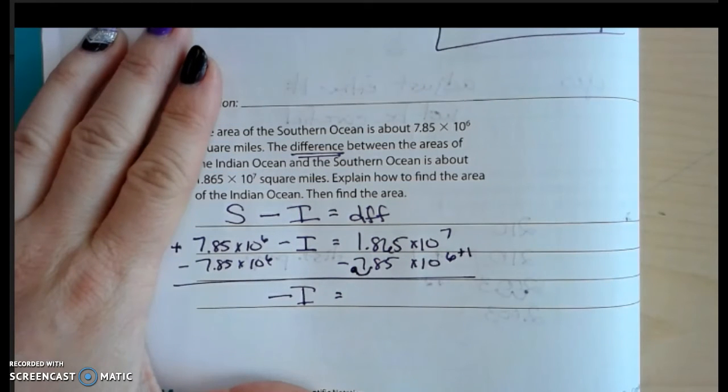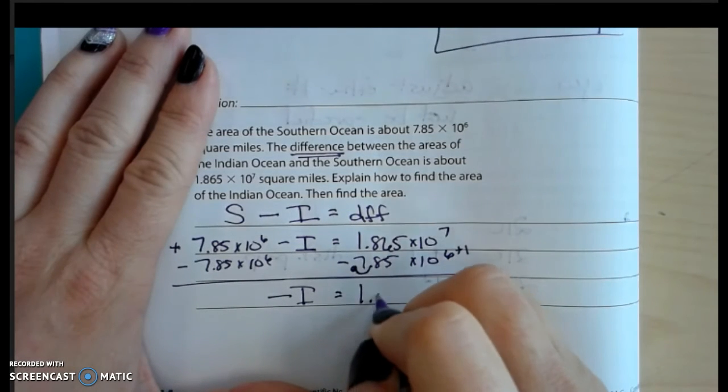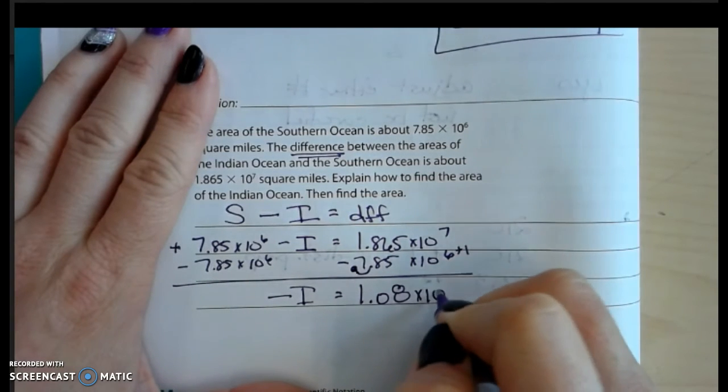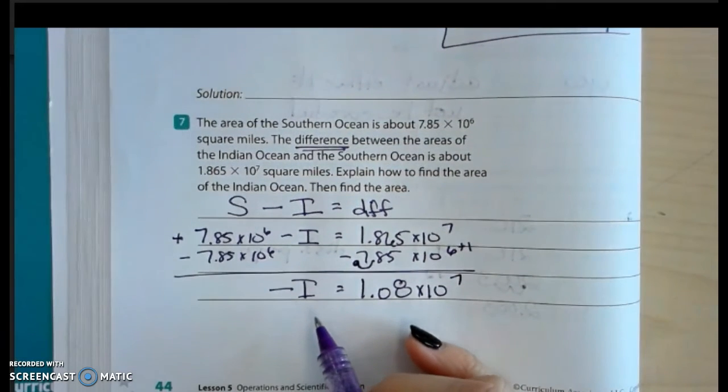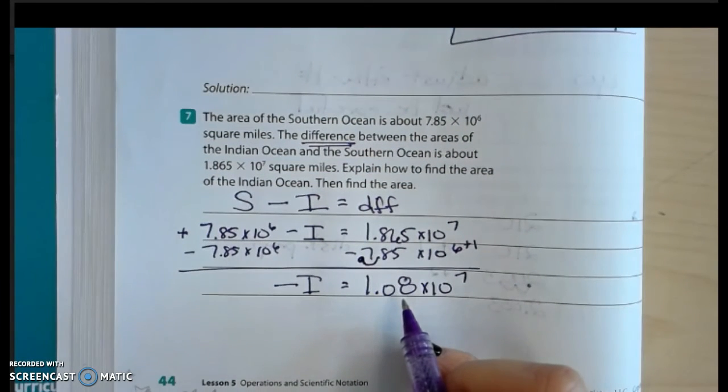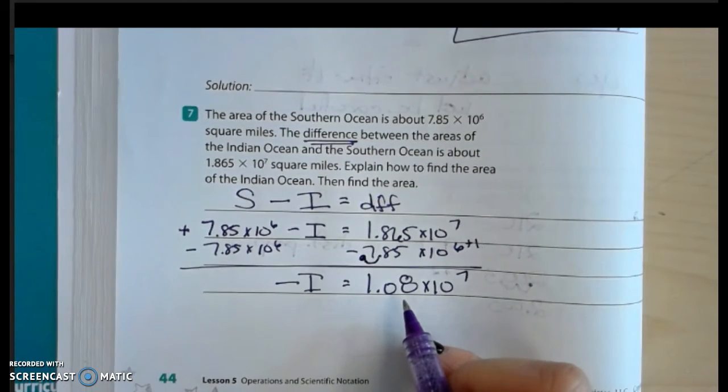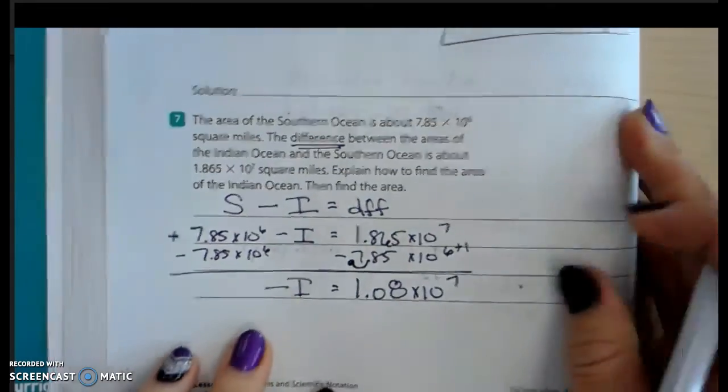So I would have 1.865 minus 0.785. And that gives me 1.08 times 10 to the 7th. Now, when I divide by this negative, it gives me a negative answer, which means I just did that completely backwards. I have to do it again.